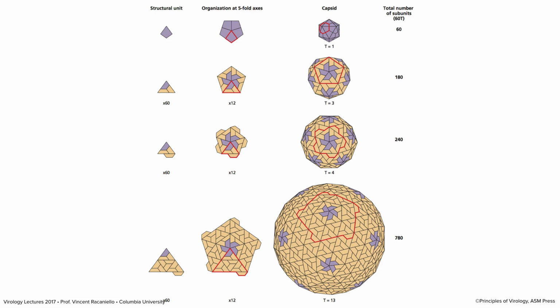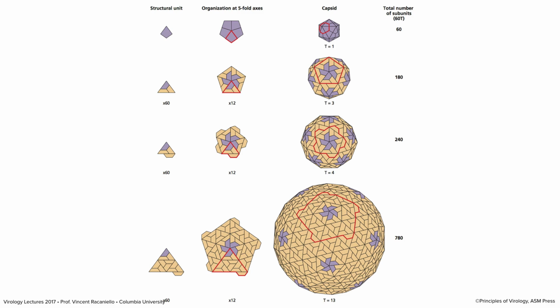So here are 4 virus particles of increasing size, and we start at the top with a T equals 1 capsid. 1 protein repeated 60 times. We have the structural unit on the left, and the organization at the 5-fold axis of symmetry. So we have 1, 2, 3, 4, 5 structural units around the 5-fold axis.